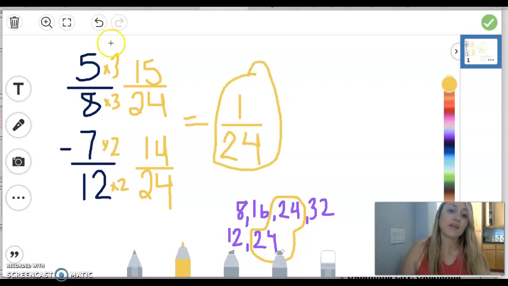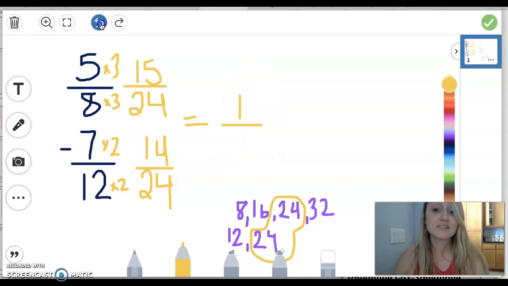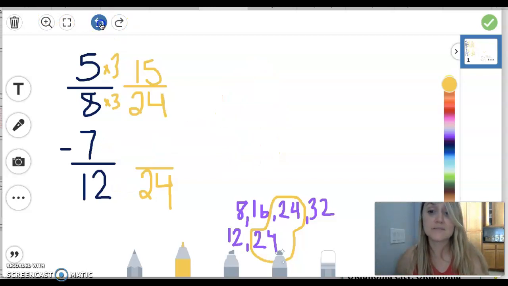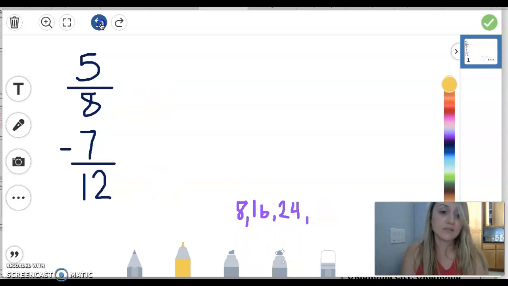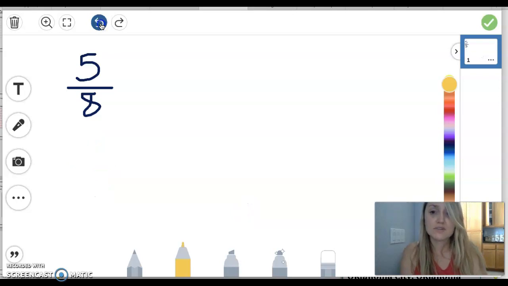Okay? And that's pretty much it today. So you're basically doing the same thing. Again, the only thing you really need to pay attention to is if they're asking for addition or subtraction.